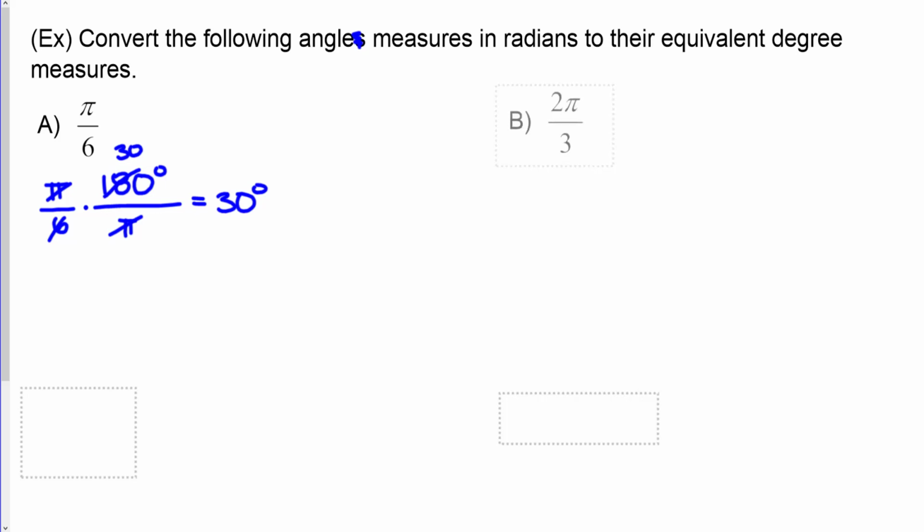Now, that works. An alternate method, when you have the pi in your measure and you want to convert to degrees, is to just change the pi into 180 degrees and reduce that fraction, and that will change it into degrees as well. So 3 goes into 180 60 times. So 2 times 60 degrees is 120 degrees. So that's our equivalent angle measure in degrees.